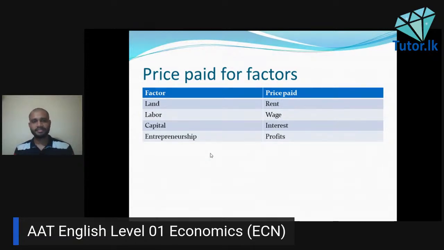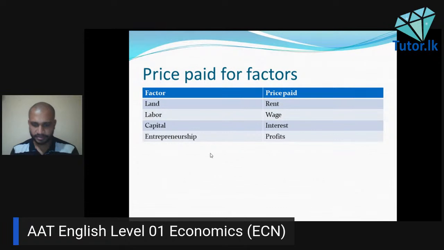So when the companies are utilizing, I will take the first example, the easiest one. When the company is utilizing the labor, for the people who are providing the labor, the company should pay wages for them. What is the incentive for the labor? It is called wage. It's obvious, right? When the company is deploying labor, they have to pay wages and salaries. So it is the price paid for the labor.